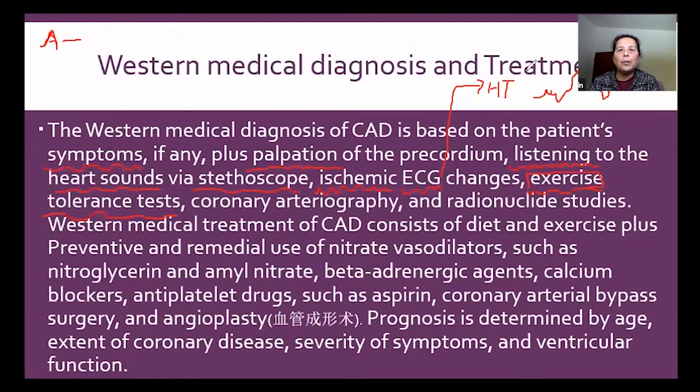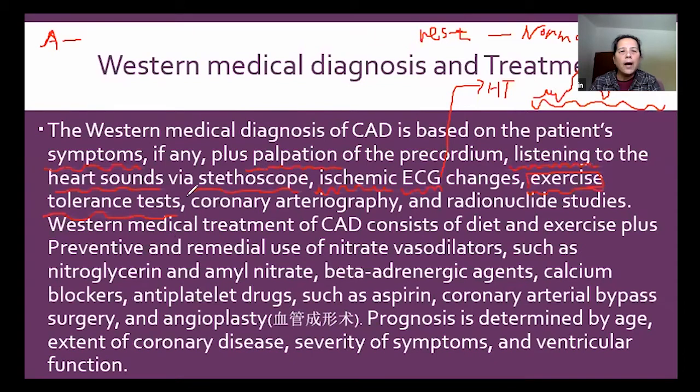If people are in a resting condition and have an ECG test, they may look just like normal people, with nothing on the ECG, because when they rest they have enough oxygen and the problem isn't triggered. Now we use exercise to trigger the problem. Then we can find some abnormal changes in the ECG. That's what we call the exercise tolerance test.